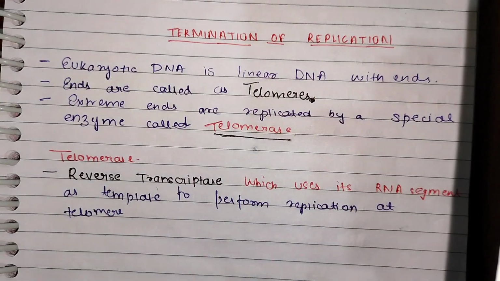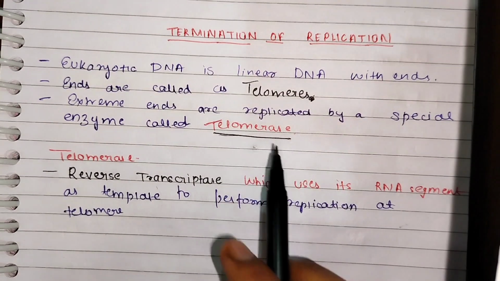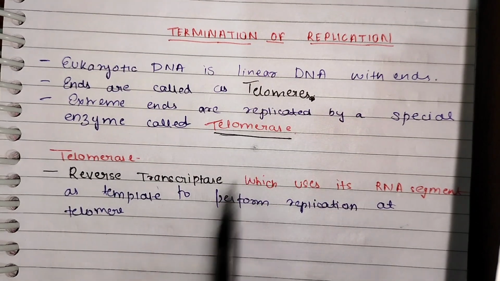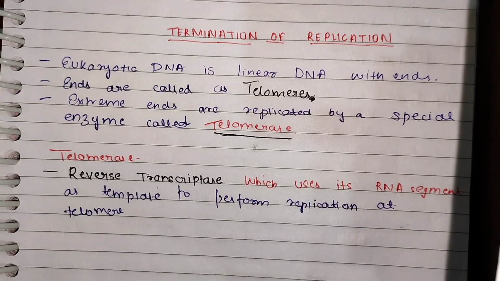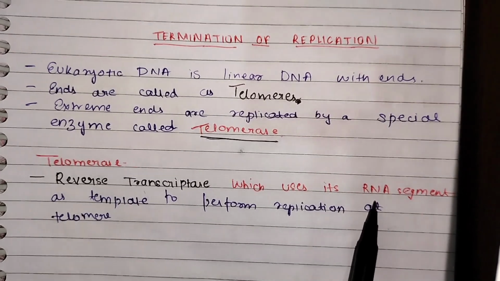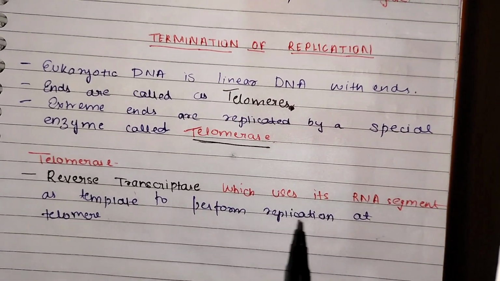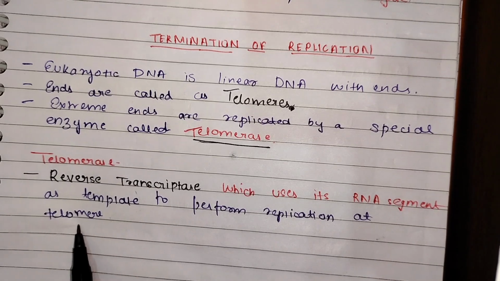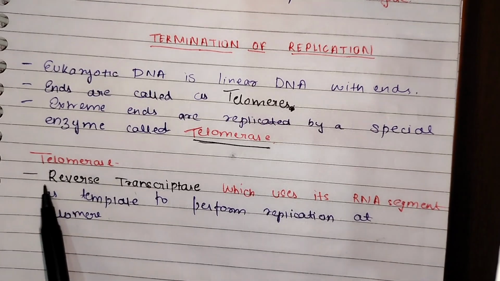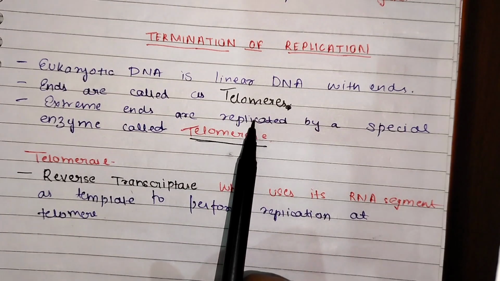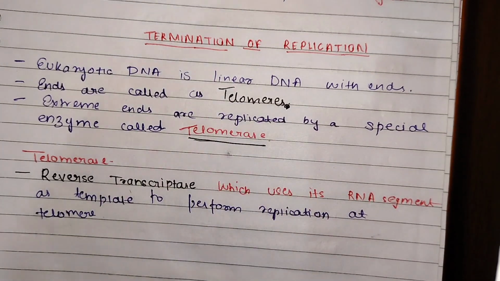These telomerases are special enzymes which are reverse transcriptases, meaning that they will use an RNA segment as a template to perform the replication at the telomere sequences. So these telomerase enzymes, which are a special set of enzymes, will help in the replication at these telomere sites. And here the replication completes in the eukaryotes.